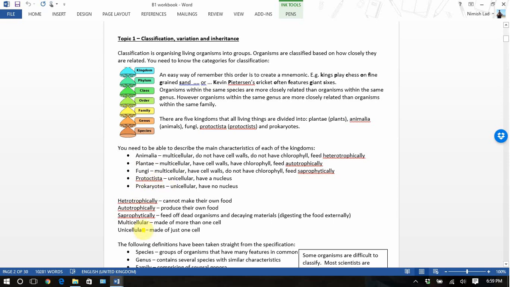In terms of what these words mean, heterotrophically means they cannot make their own food, so they eat other food essentially. Autotrophically means they produce their own food, and saprophytically means they feed off dead or decaying organisms, so they digest the food externally. Multicellular means they're made of more than one cell, and unicellular means made of just one cell.